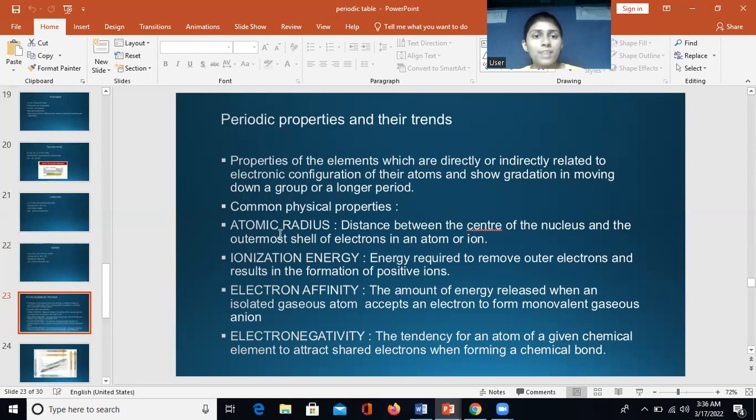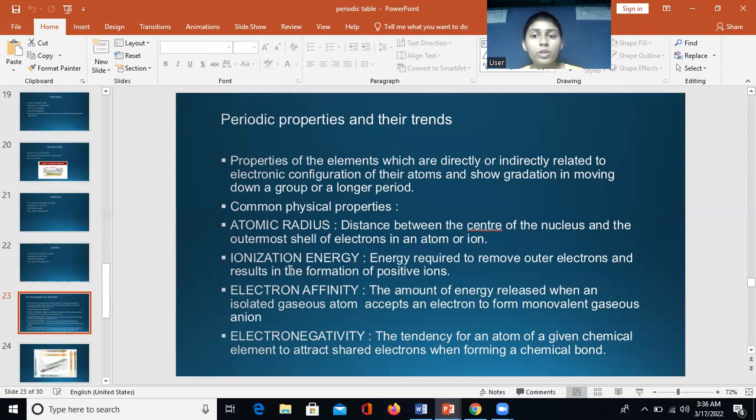Now let us discuss periodic properties and their trends. Properties of the elements which are directly or indirectly related to the electronic configuration of their atoms and show gradation in moving down a group or across a period. The common physical properties: the first one is atomic radius. Atomic radius is the distance between the center of the nucleus and the outermost shell of electrons in an atom or ion. Next, ionization energy.